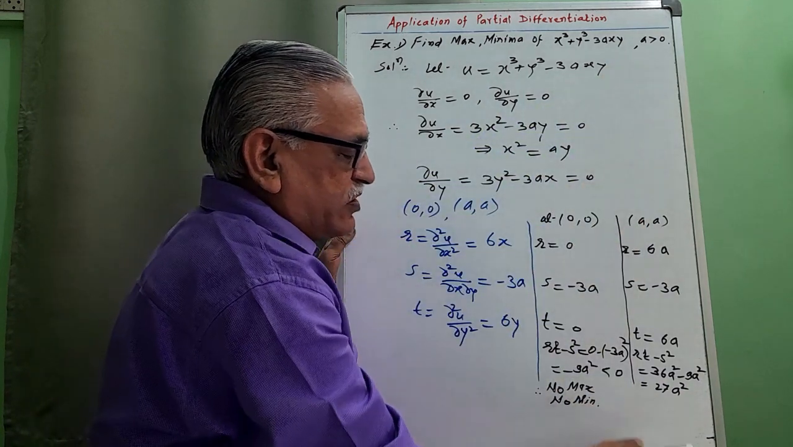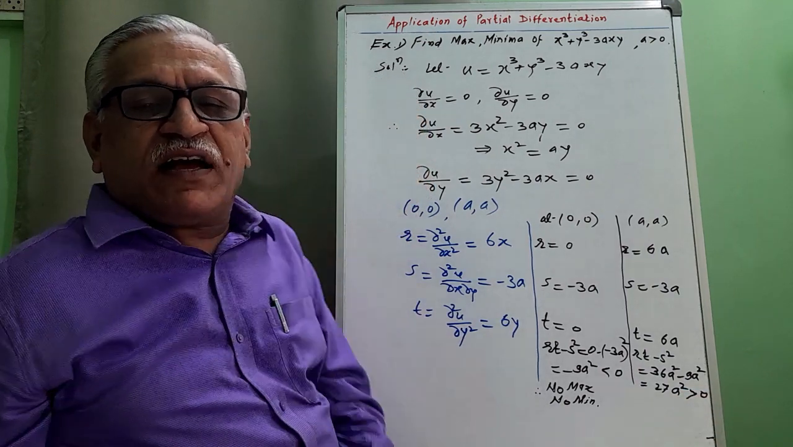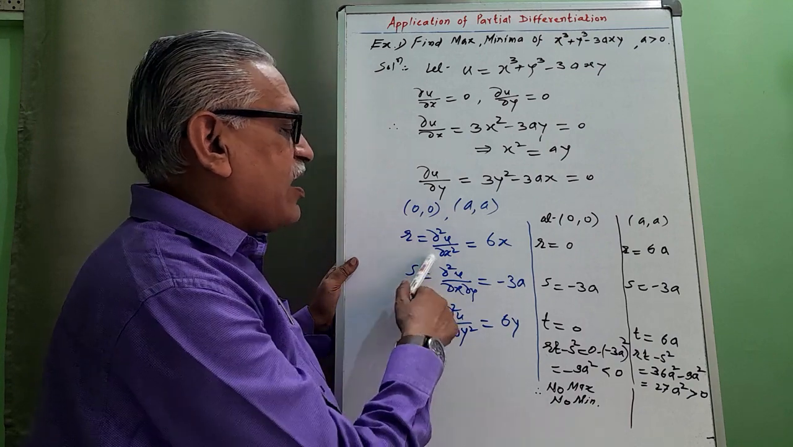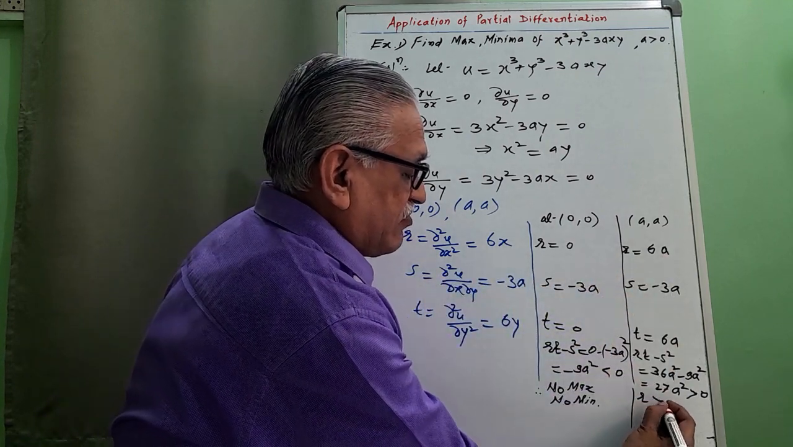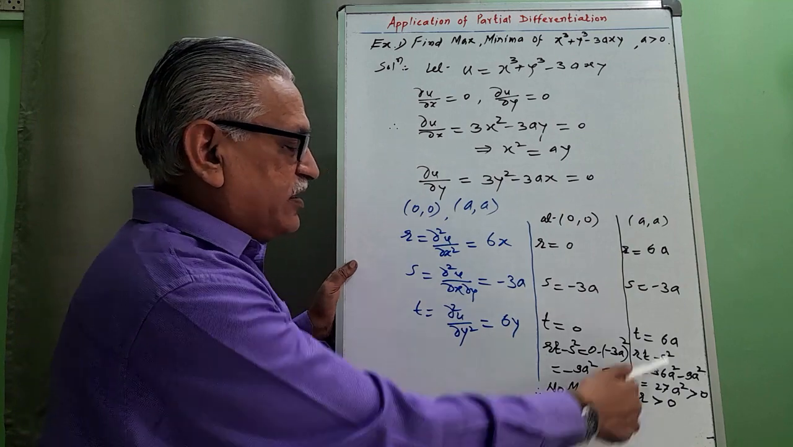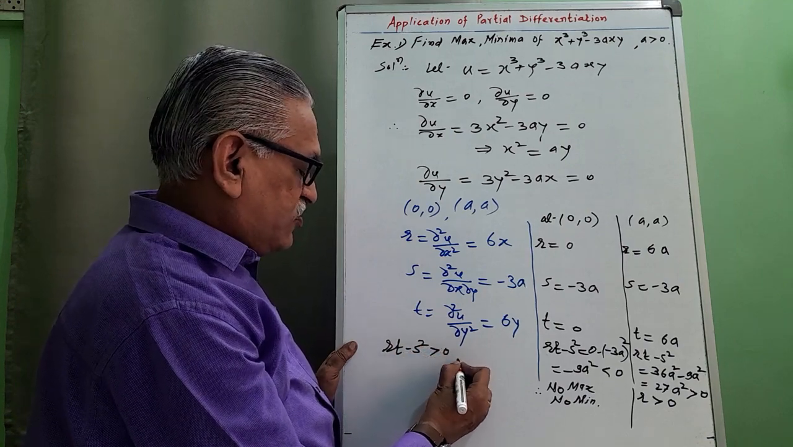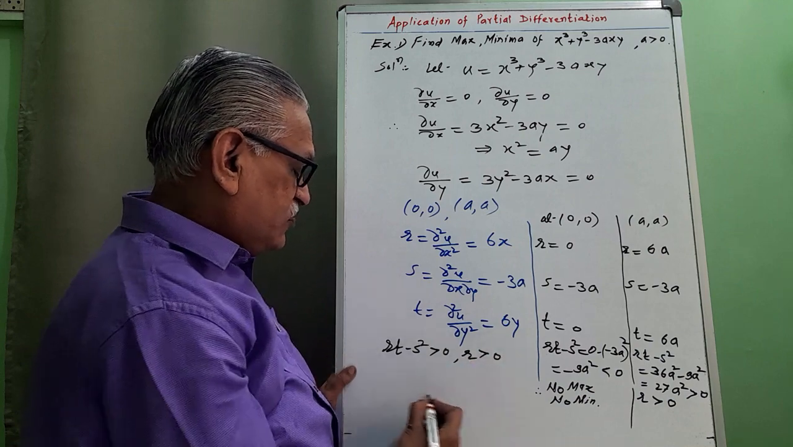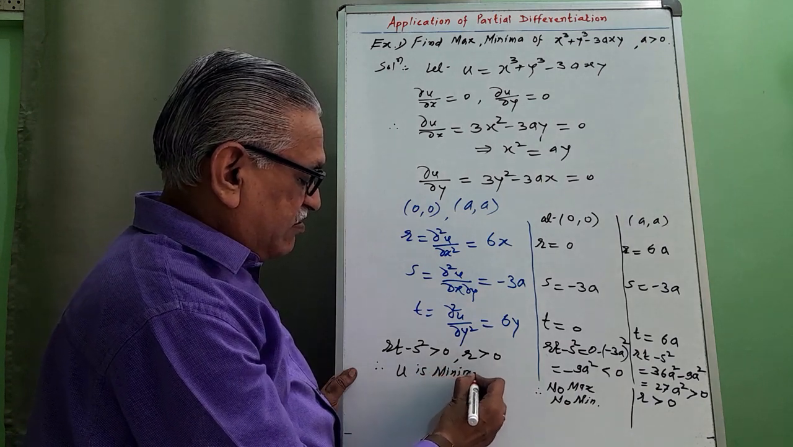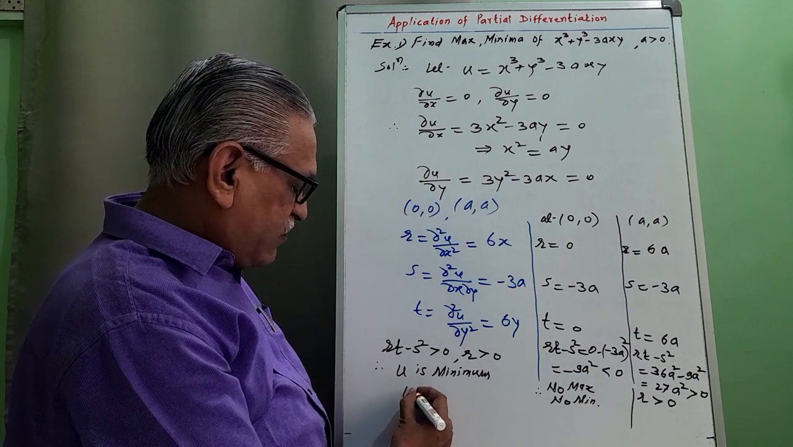a is positive, the square of that positive term is positive, so the value is greater than 0. Then we get either a maximum or minimum value. For that we have to check the condition. What is the value of r? r is here 6a, a positive value greater than 0. Therefore, whenever rt minus s square is greater than 0 along with r greater than 0, u is minimum. We get that function value as a minimum value. Therefore, we require to find u minimum.